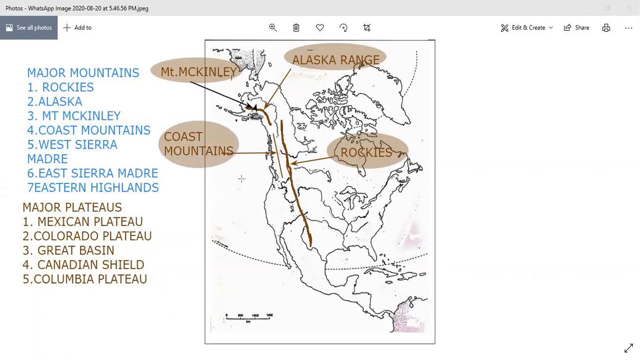Now coming up to the next part, next is West Sierra Madre and East Sierra Madre. So east and west. East is this side. So again, this is East Sierra Madre. Can you see this river? This river is actually Rio Grande River, and below this Rio Grande, this is East Sierra Madre, and this is West Sierra Madre. These two mountain ranges. So we can just name them. This one is West.